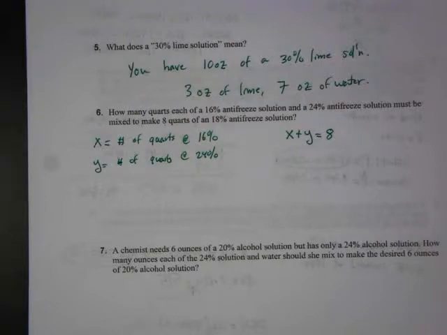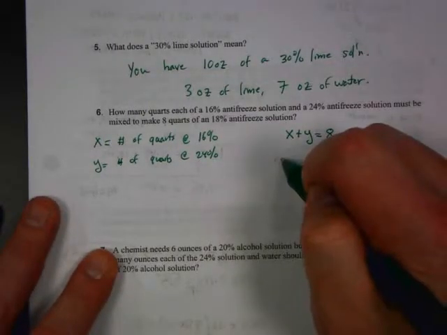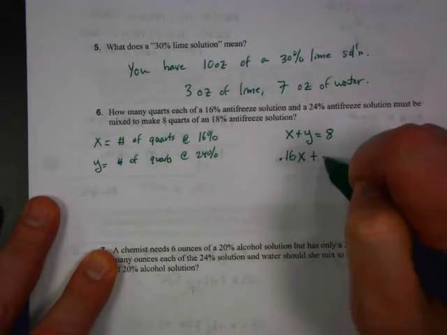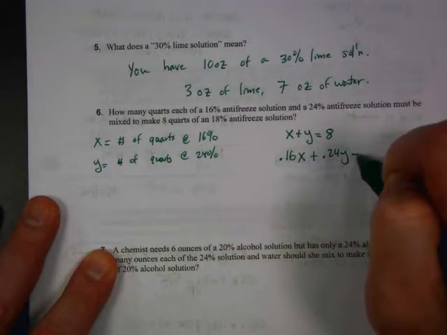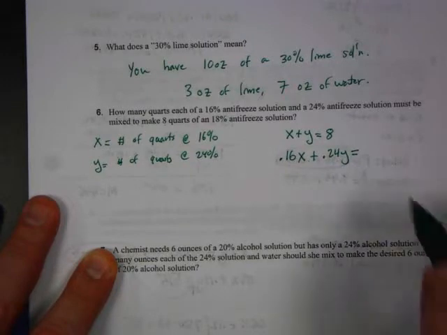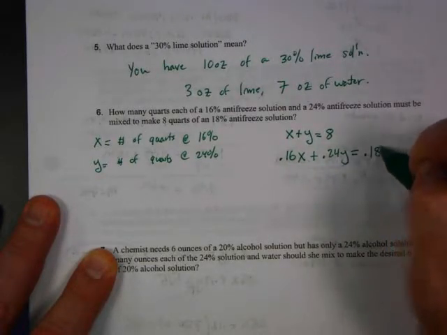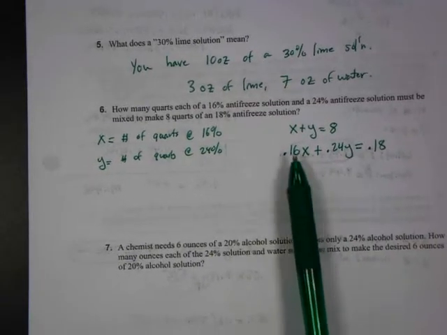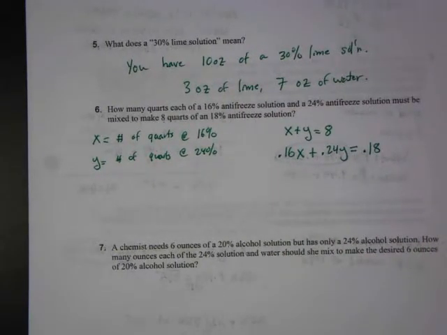Anybody get the hard equation? 16x plus 24y equals 18, isn't it? You're very close. Or 0.16x plus 0.24y equals... Or no, 0.18. That's very, very close. And let's talk about what's wrong here. What does 0.16x represent?